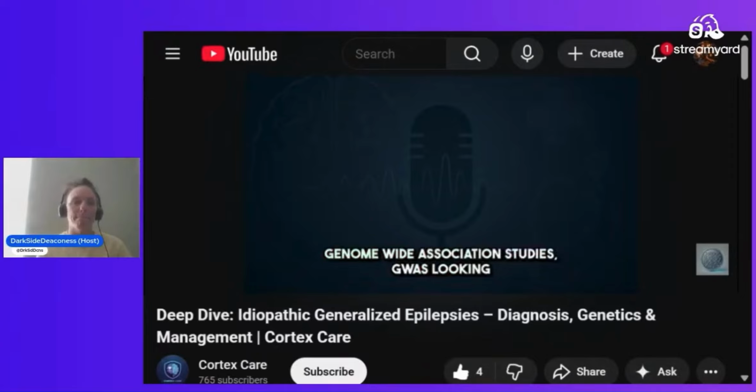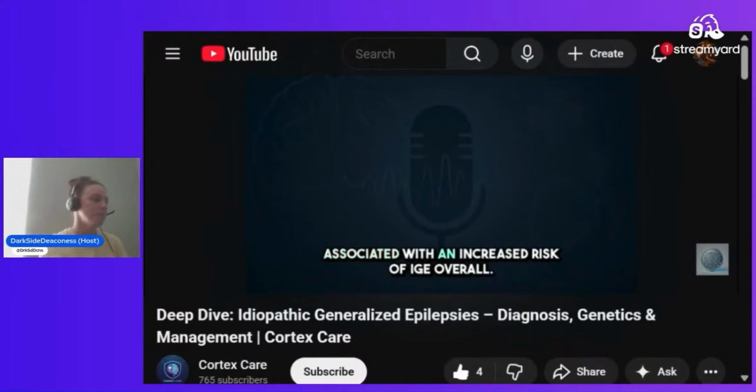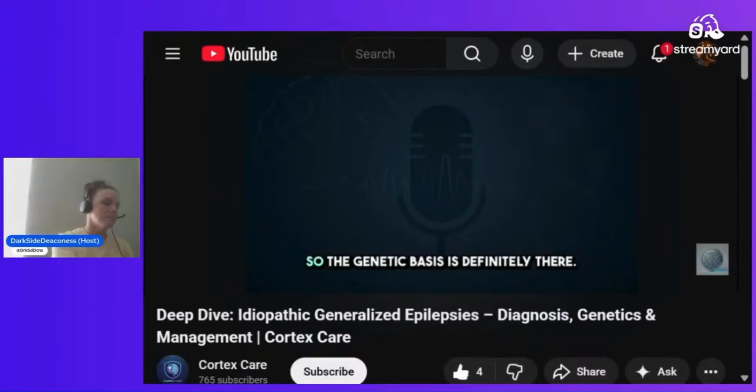Oh, absolutely. Genome-wide association studies, GWAS, looking at huge populations, have identified quite a few DNA regions, dozens of loci, associated with an increased risk of IgE overall. So the genetic basis is definitely there. It's just spread out and complex at the individual level. Okay, so if it's not just genes, what else is involved? You mentioned other factors, environment, epigenetics.